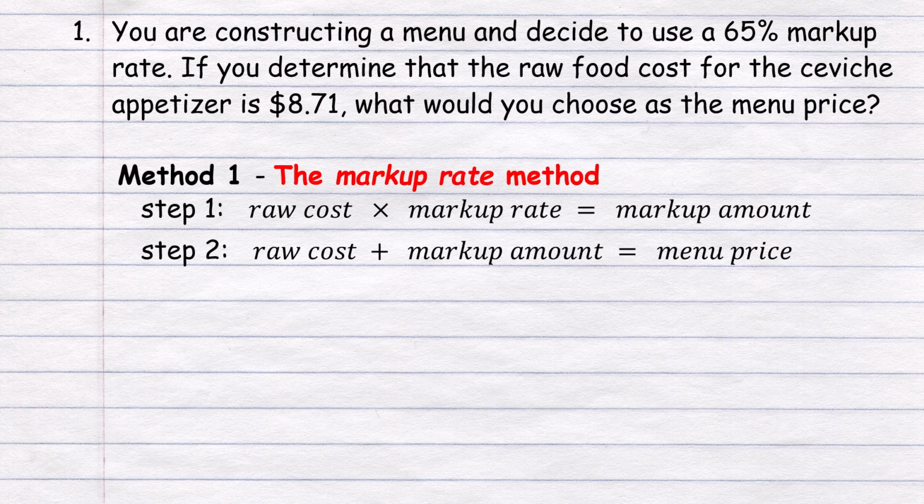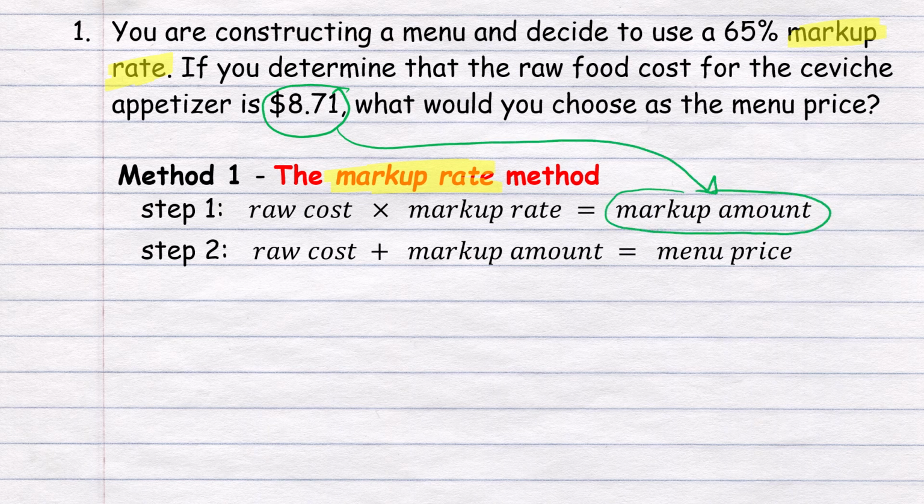Well, we're looking for key terms in the problem. In this problem, you see the words markup rate, so we're going to use the markup rate method. What that means is we're taking the cost and then adding a little bit more on top of that. So the markup amount, that's a dollar amount. Step one, what is the markup amount? And then step two, add that to the cost.